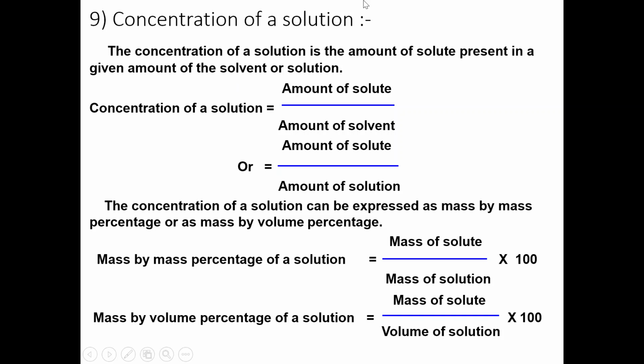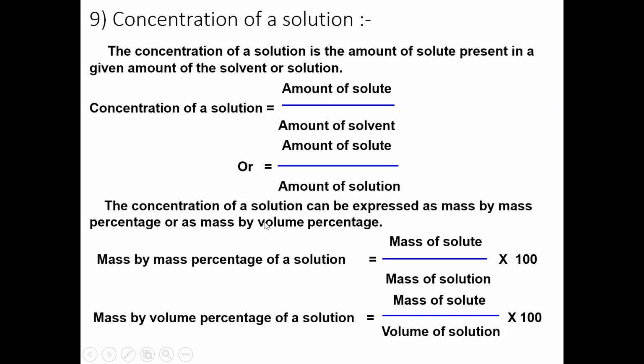Next, these are some physical quantities of the solution. These are the concentration of a solution. Regarding this, you will be talking in your higher classes more. But if I want to discuss some of this, first, in the concentration of a solution, the amount of solute present is determined in a given amount of the solvent. So it is the ratio of the amount of solute and the amount of solvent. Also, by amount of solute divided by the amount of solution we can find out the concentration of the solution.